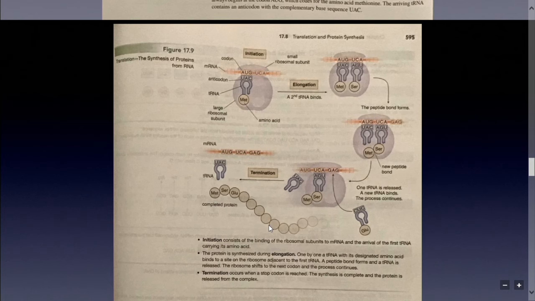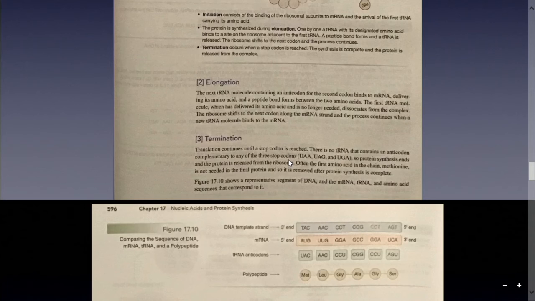But termination, again: translation continues until a stop codon is reached. There is no transfer RNA that contains an anticodon complementary to any of these stop codons, so that's actually why it stops, because there's no such thing as a transfer RNA that has an anticodon for those stop codons. Excuse me, I had that wrong. I'm sorry. And so protein synthesis ends, and the protein is released from the ribosome.